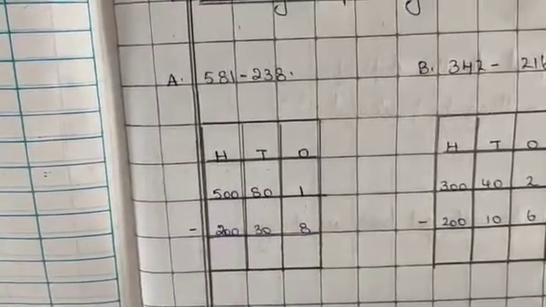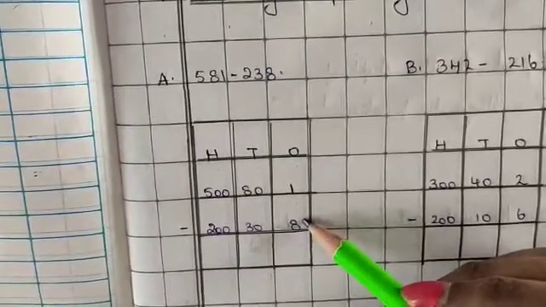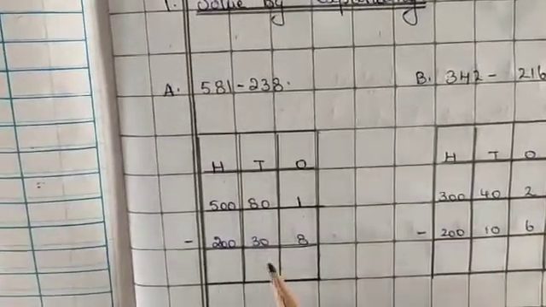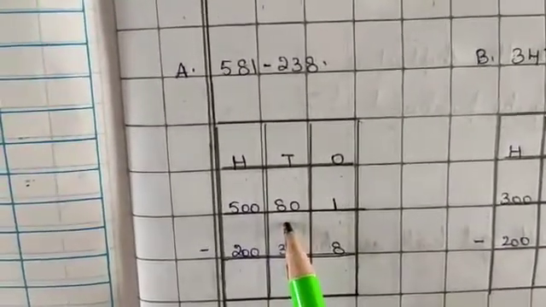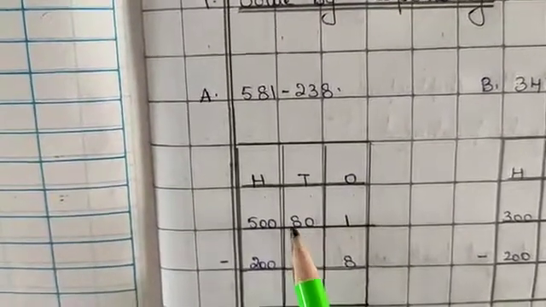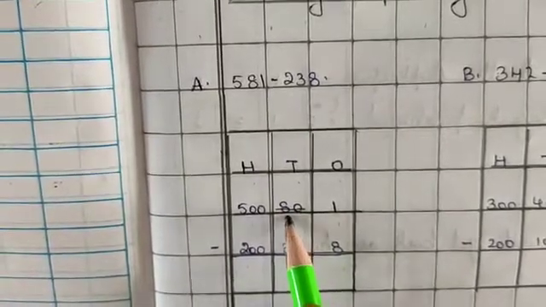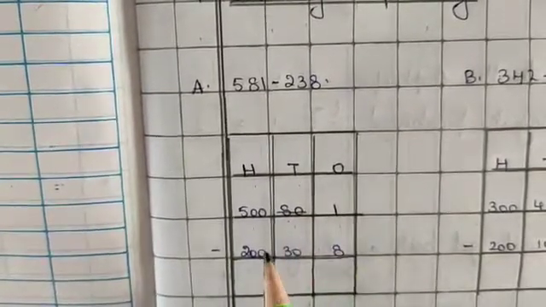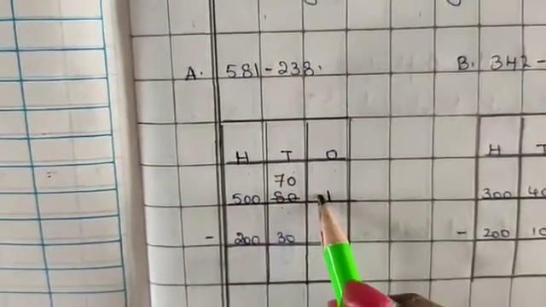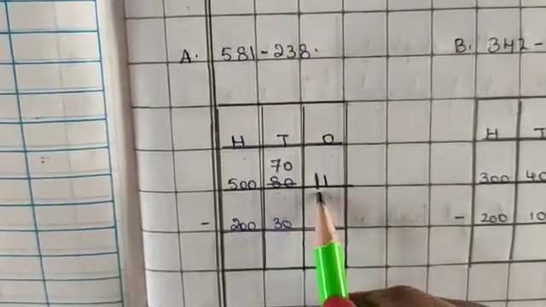So now we have to do the subtraction, children. 1 minus 8, it won't subtract. So what we have to do? We have to borrow the number from the tens place. So here we have 80. We have to borrow 10 here. So here it will become 70 and here it will become 11, because from the tens place we are borrowing 1.